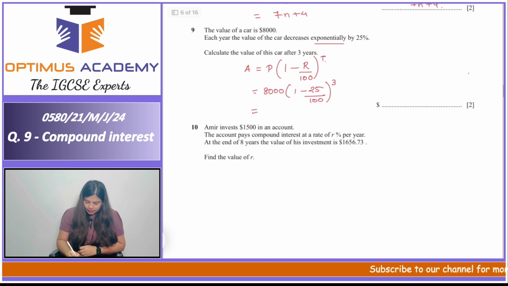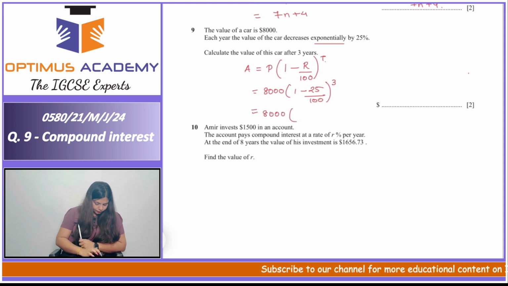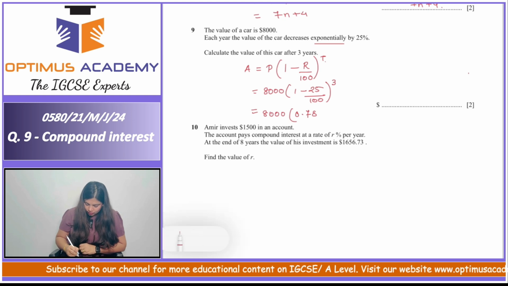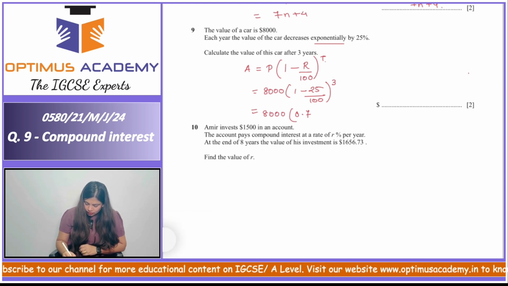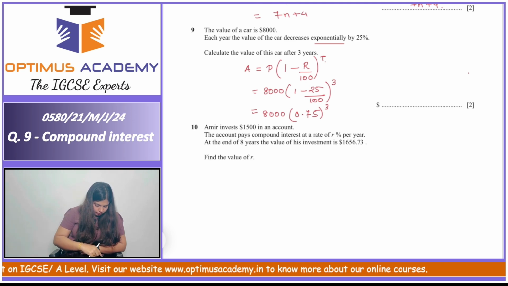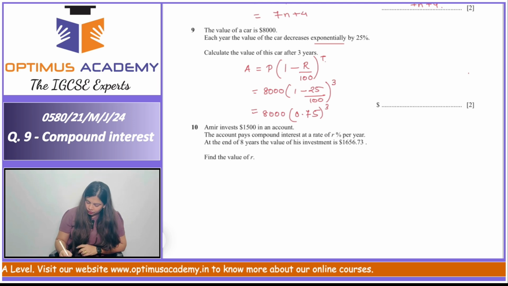After calculating this in the calculator, we know that this would be 8,000 into 0.75, the whole raised to 3, which is nothing but 3375 as the value of the car after 3 years.